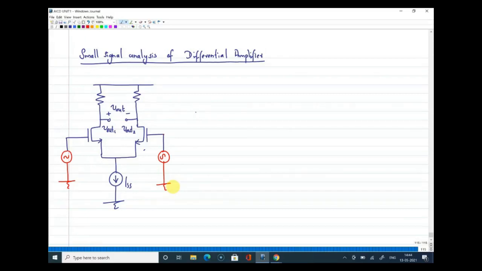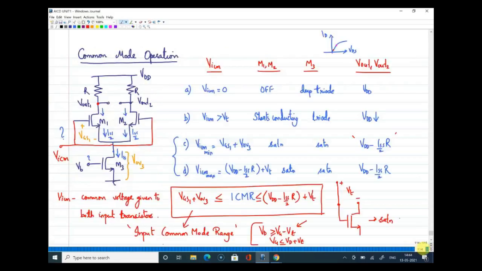Why? Because generally noise will affect all points in a circuit equally. So if noise is affecting this point and this point equally, will it affect the performance of a differential amplifier? I'm just asking a question. Can you guys think and tell me? Now if you look at the output here, Vout1 and Vout2, whatever common signal we are connecting, Vout1 and Vout2 both are responding the same.